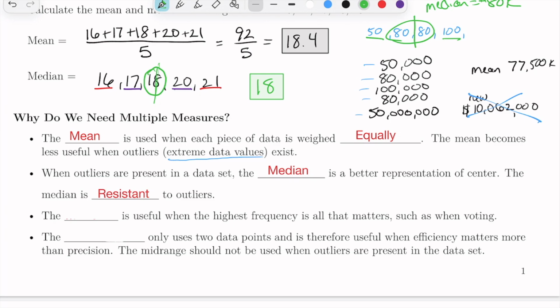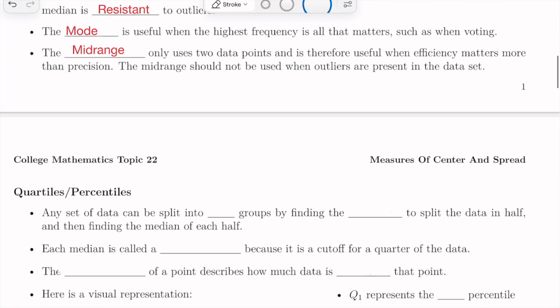Okay, so when you have data sets that have outliers, a lot of times the median is a better descriptor than the mean. Now, the mode is useful when the highest frequency is the only thing that matters, such as in a vote. You only really care who wins. Whoever has the most, that's the one that matters. And then lastly, the mid-range only uses 2 data points. So that means you can calculate it very fast and it's very efficient to do, but it's not really a great descriptor of the set, especially when you have outliers. Okay, so we use mean and median pretty frequently. Let's continue to practice some of these.